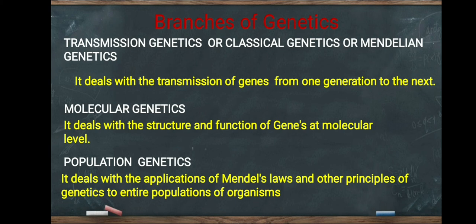When the applications of Mendel's laws and the other principles of genetics are applied to the entire population of the organism, that branch of genetics is called population genetics. It deals with the application of Mendel's laws or any other principles of genetics to the entire population, not to a particular individual, within a particular area.